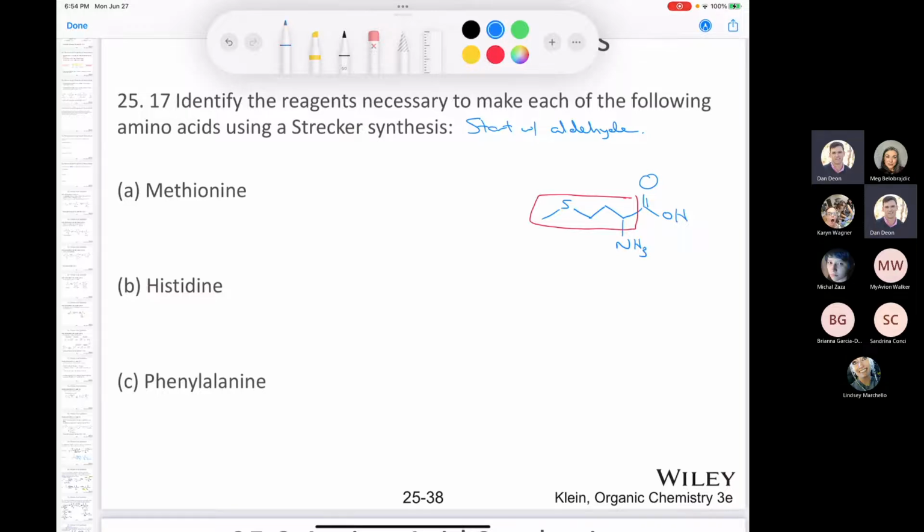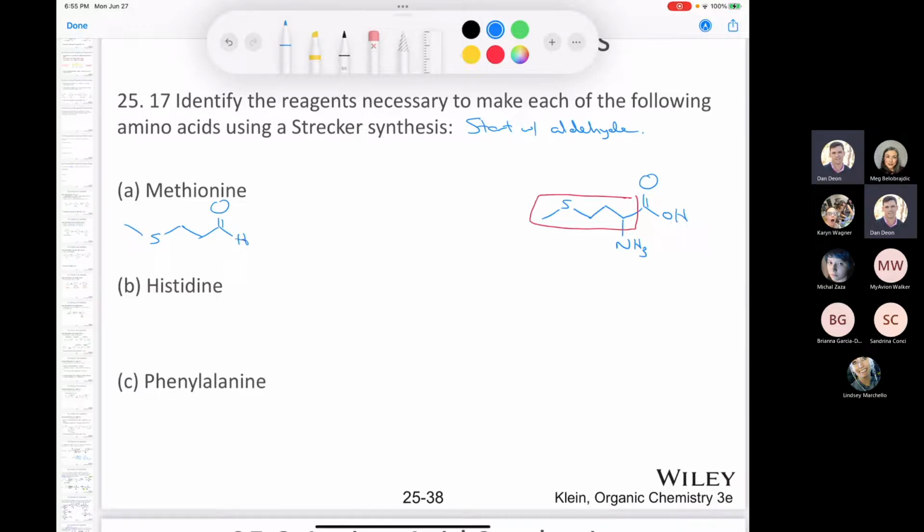And so our aldehyde is going to have 1, 2, 3 carbons, then the sulfur, then the methyl group. I'm just counting out loud so I don't mess it up. So we draw the starting aldehyde. It's got 1, 2, 3. Then we have our sulfur, and then we have our methyl. There we go. So that's enough carbon.